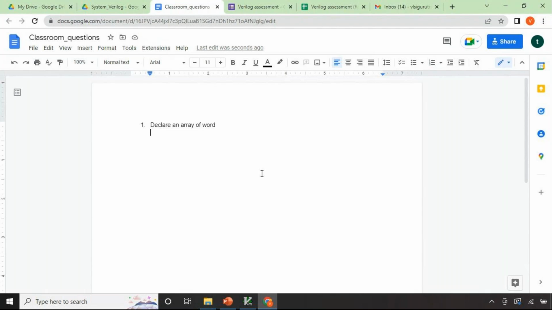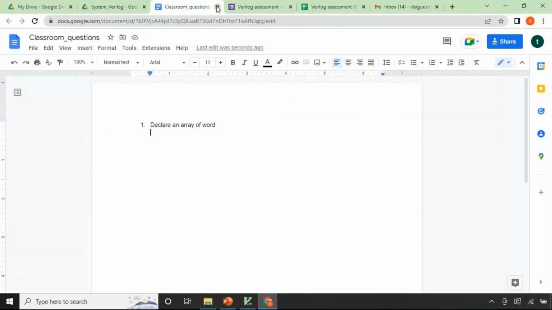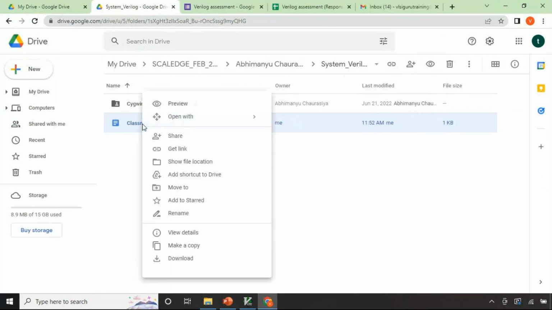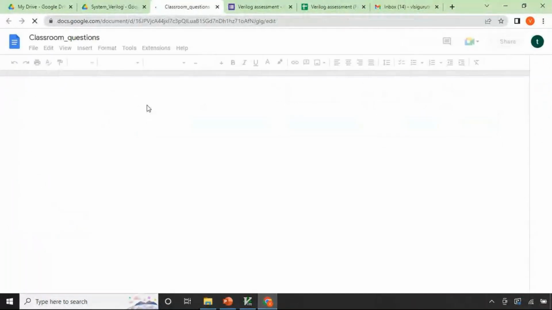I'll be giving the answers also many times, but I want to see how much basic seriousness you have to do the coding. You have a drive. You go to System Verilog. What is the name of that folder? Classroom questions. If I go to anybody's folder and open classroom questions, I should see what they have done. You can put a date.